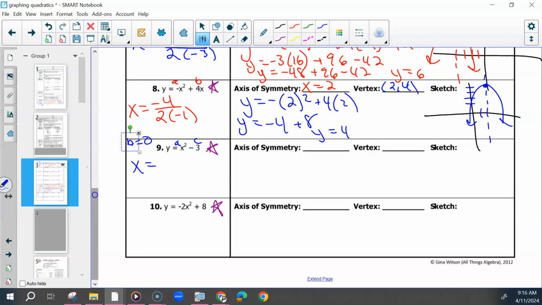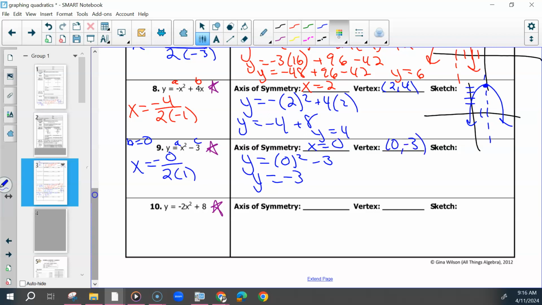X equals 0. That would be the final answer, yes. But still set up the equation, what would that look like? 0 over 2 times 1. But anytime your B value is 0, your axis of symmetry is going to be x equals 0. Still show the work, but that would be your axis of symmetry. And if I put that in for my x's to find y, what is my y value? -3.